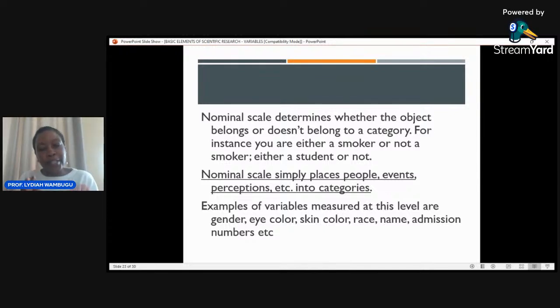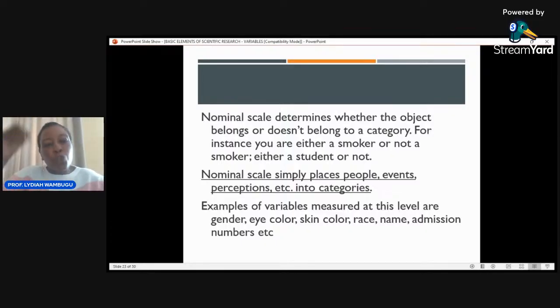And I had given an example. You are either a smoker or not a smoker. You are either a student or not a student. You cannot be in the two. You know, they are exclusive. So nominal names by placing people or whatever in categories, and there is no way you can belong to two categories.